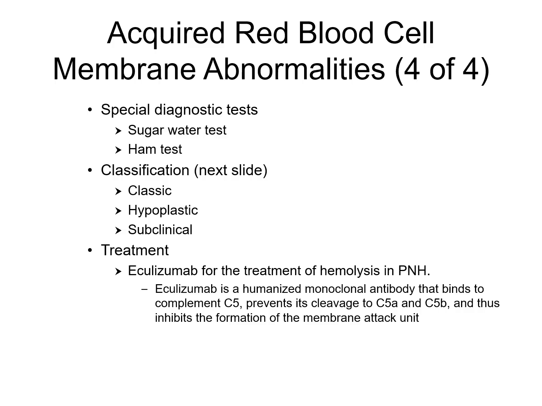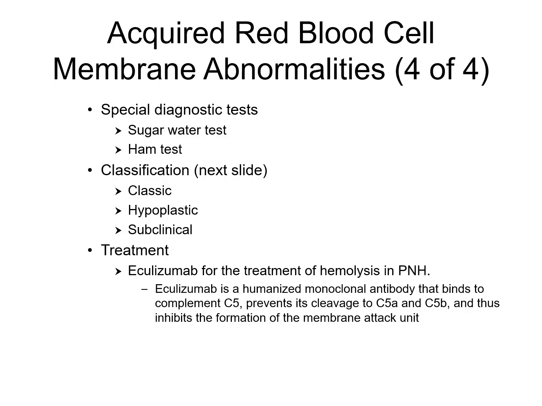For classification, we have classic PNH, which is the clinical hemolysis with symptoms. Hypoplastic PNH is associated with bone marrow failure syndromes like aplastic anemia. And subclinical PNH has minimal symptoms, which is basically often an incidental finding. So this will be talked about more on the next slide.